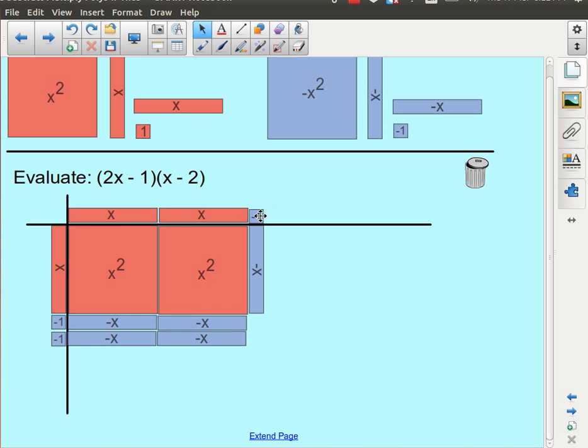And then this one's interesting. First time we're seeing this. I've got a negative 1 times a negative 1. A blue and a blue, the same color, produces a positive. I take a look here. There's actually nothing that adds to 0. There's no positive and negative terms to cancel out with each other. So I go straight to my answer, which is 2x squared, minus 5x's, plus 2.